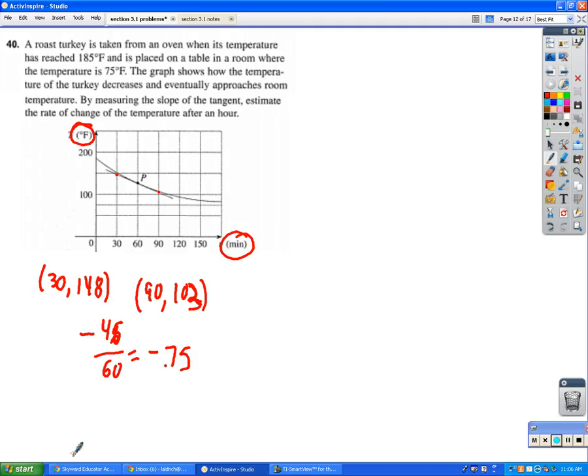So, we're done. That's the answer. The temperature of the turkey is decreasing by 3/4 of a degree approximately every minute at that time. It's not actually asking for the actual temperature. I love that. I feel really good.